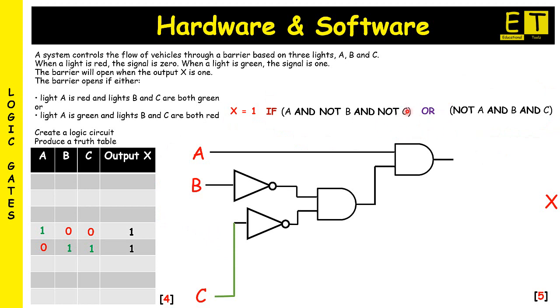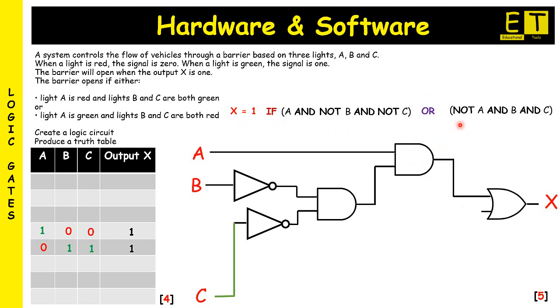I'm just going to look at inputting the OR gate into my logic circuit just to show you the output for the first part. So as we mentioned earlier, X will equal 1 if A and not B and not C, OR. As you can see, the OR is joining the two statements together. So what would happen here? The output from this AND gate will go into an OR gate.